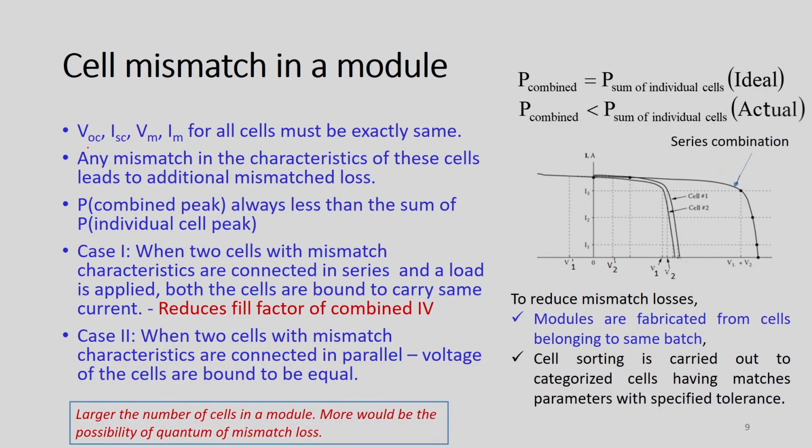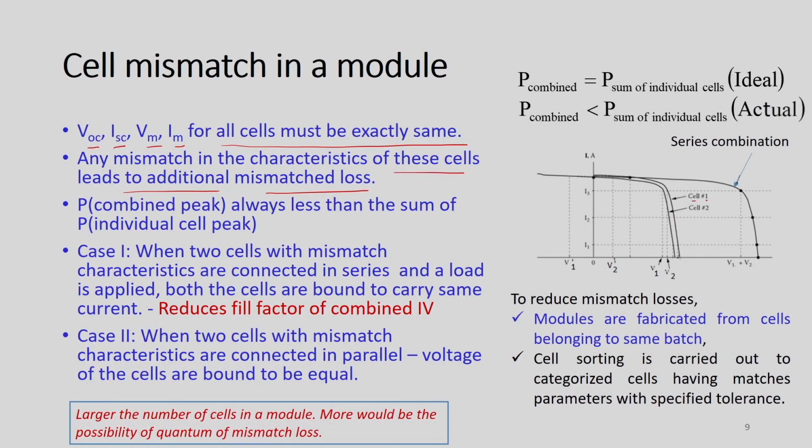So, what does it mean? These characteristics mean VOC, ISC, VM, IM, or maybe fill factor for all the cells must be exactly the same. Any mismatch in the characteristics of the cells leads to additional mismatch loss. So, what happens if we consider two cells?